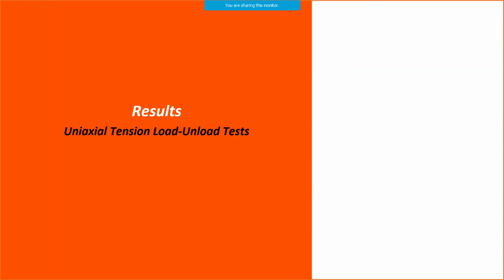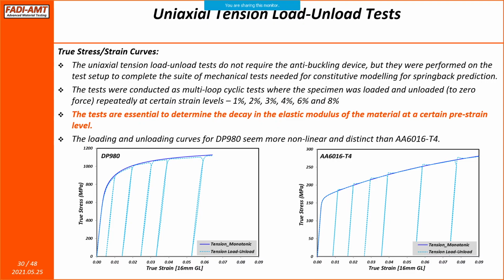The next results are for uniaxial tension load-unload tests. So these tests are done basically to determine how the Young's modulus or the elastic modulus of the material looks like after a certain pre-straining is done. The modulus of any material is known to decay with the elastic strain, and these tests are really important for our prediction of springback. So the loading and unloading curves for both the materials were done at pre-strain levels of 1, 2, 3, 4, 6, and 8%, as you can see in the picture.